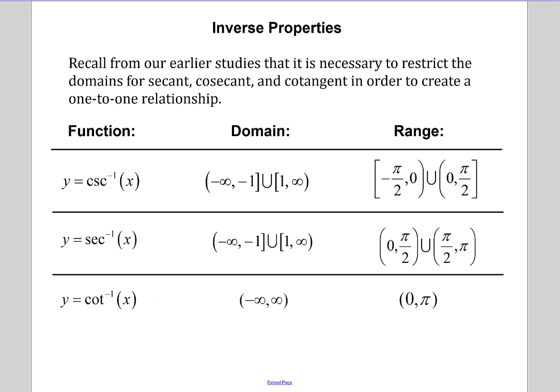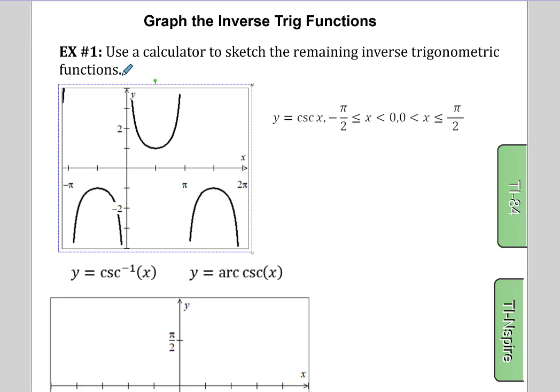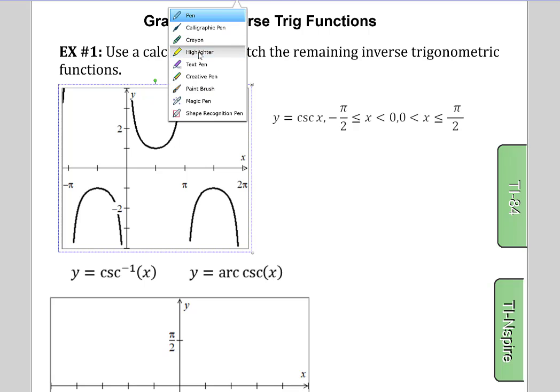So let's look at some of those properties. Recall from our earlier studies that we already restricted the domains for secant, cosecant, and cotangent in order to make those one-to-one relationships. So here they are again, just for refreshing your memory. We want to look at the graphs, and this time we're going to sketch the inverse trig for cosecant, secant, and cotangent. So here's my graph of the cosecant function.